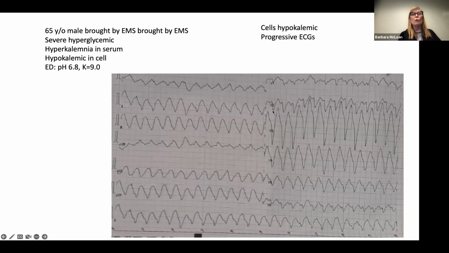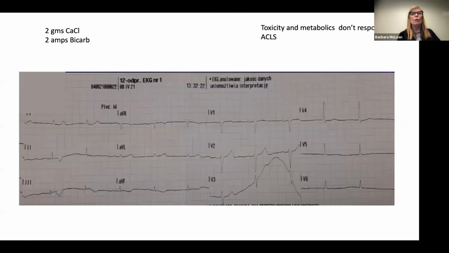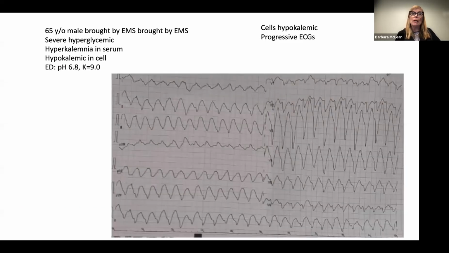His pH was 6.8, his K was 9.0, and here is how he progresses, and he does it really, really fast. And you can see that you have concordance here. All the QRSs in your chest leads are pointing in the same direction. But this is from hyperkalemia.